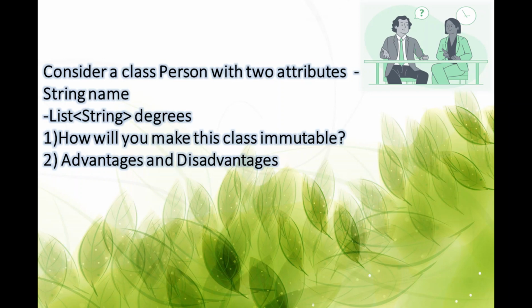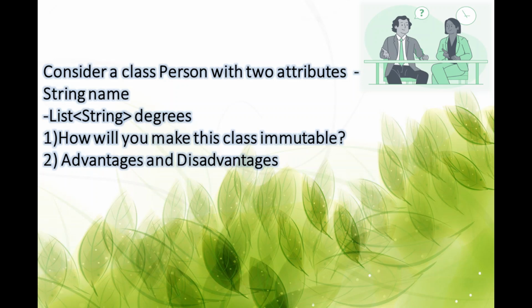Do you know what are immutable classes? Yeah, I know. Okay. So let's say I have a class Person with two attributes: a string name and a list of string degrees. We also have setters and getters for both of these in the class. I want to convert this class to an immutable class. So what changes do I need to make to this class?